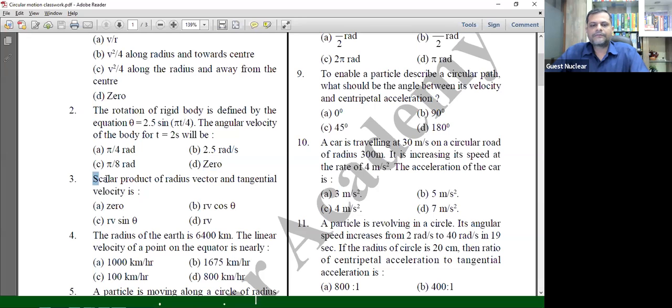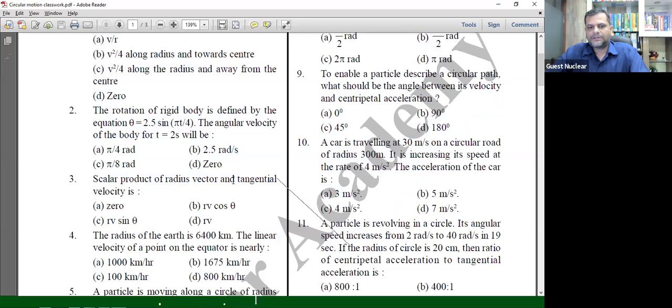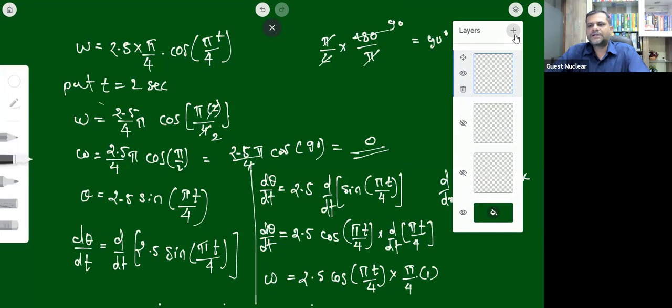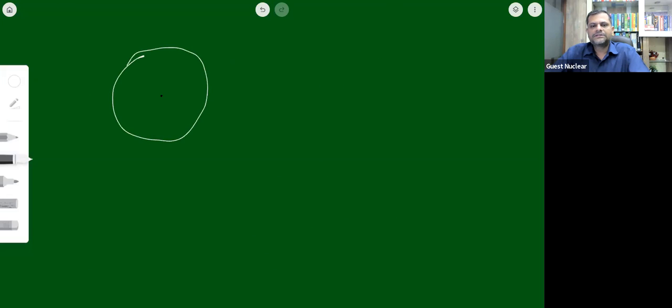The scalar product of radius vector and the tangential velocity is, yes. How can we get the scalar product of the radius vector and tangential velocity? देखो, radius vector is always directed along the radius and away from the center, correct है? So if we can draw, this is a circle and this is the radius vector, and the tangential velocity is along the tangent. So obviously we know that radius and tangent is always perpendicular to each other. So there is an angle of 90 degree between these two, correct है?